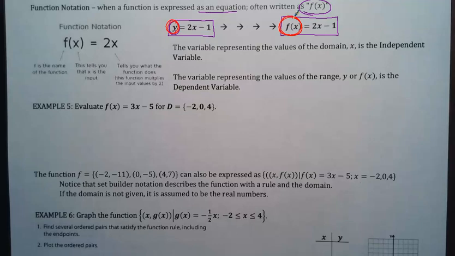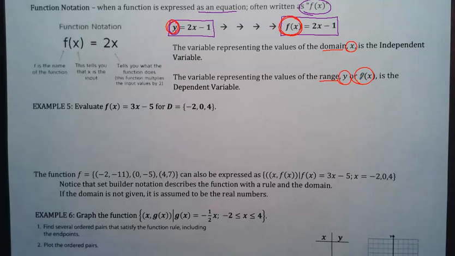So the variable representing the values of the domain, x, is the independent variable. And you need to know that the variable representing the values of the range, or the y, or the f of x, is the dependent variable. X is always your independent variable. Because it says evaluate f of x equals 3x minus 5 for d. Remember, d is what?